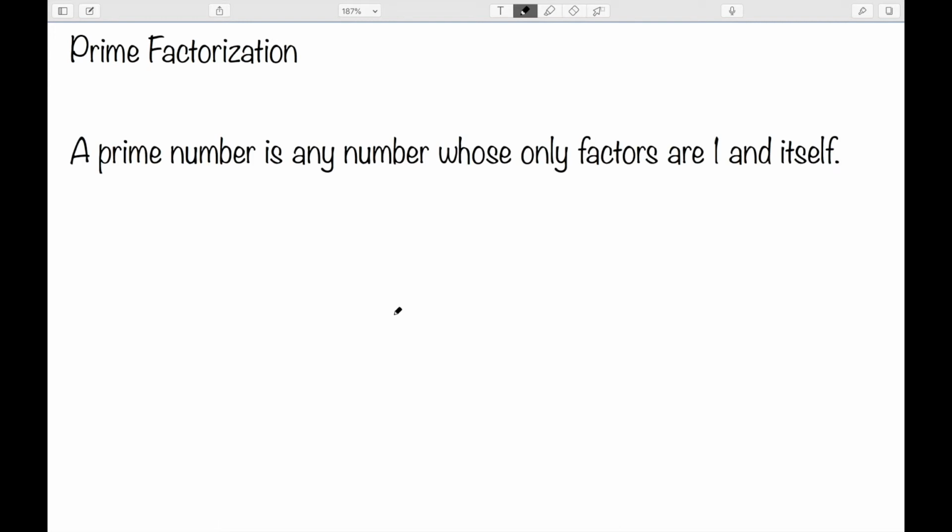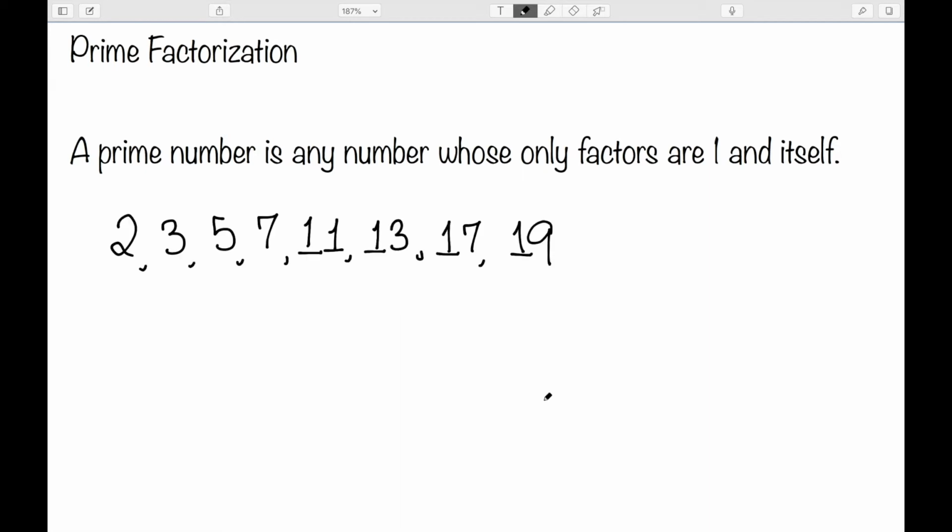In this video, I want to look at prime factorization, which is a unique way to factor numbers. However, the first question is, what is a prime number? A prime number is any number whose only factors are 1 and itself. So the only thing that divides evenly into these numbers is 1 and itself.